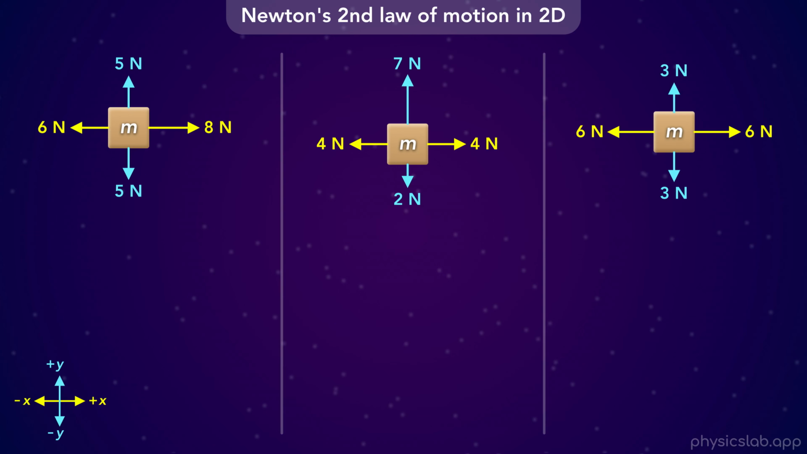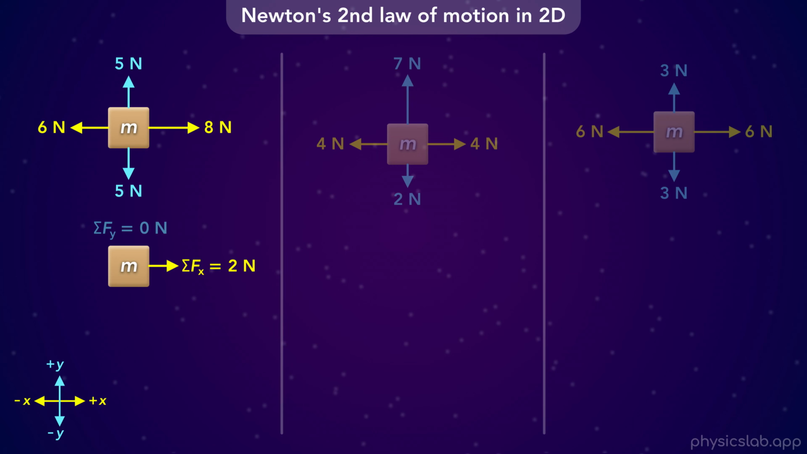If most objects experience forces in the x and y directions, why would they only move in one direction? Here's a few quick examples. This box has 4 forces acting on it. The net force in the x direction is 2 newtons to the right, 8 newtons minus 6 newtons. But the 2 forces in the y direction have the same magnitude and act in opposite directions, so the net force in the y direction is 0, and we can say the forces are balanced in the y direction.